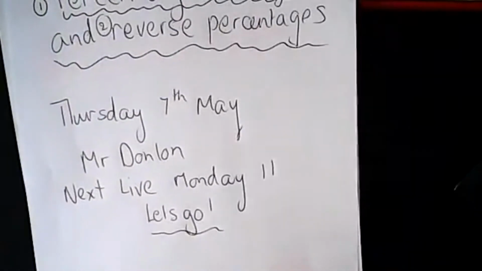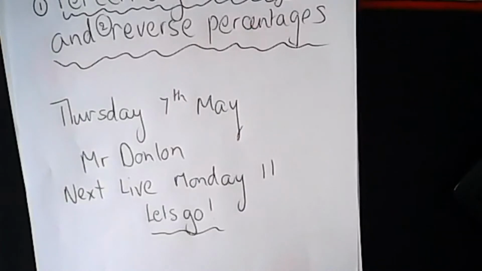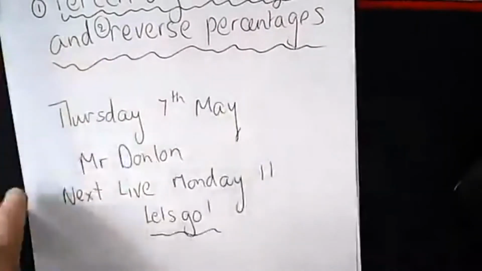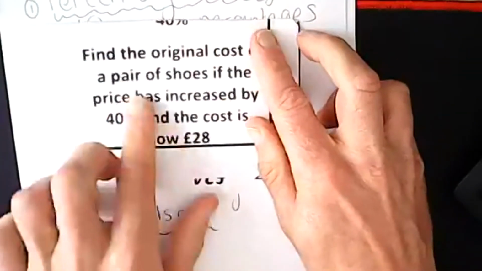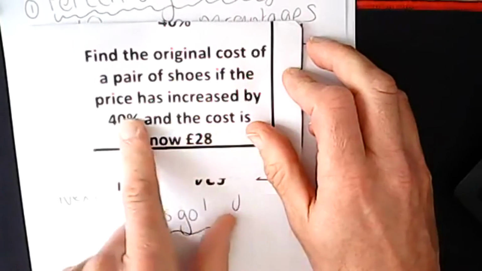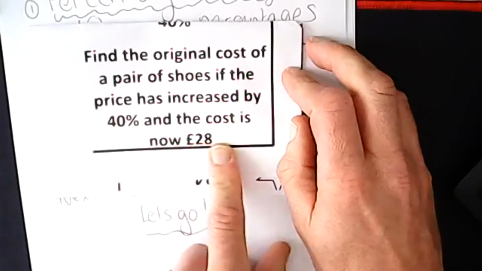Right, on to the next bit. Okay, so I've got a question for you. Reverse percentages. So this is from basically a task. I'm just folding it up because it's got more to it than that. Alright, so there's our question, reverse percentages. Let's have a look at this question. Find the original cost of a pair of shoes if the price has increased by 40% and the cost is now £28.